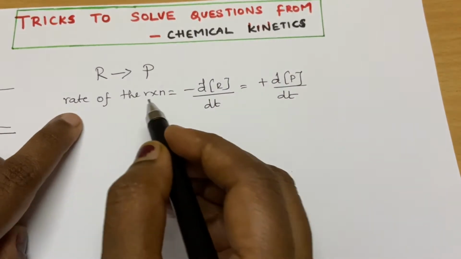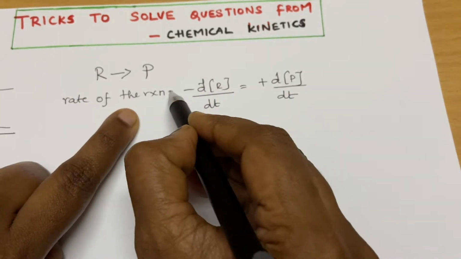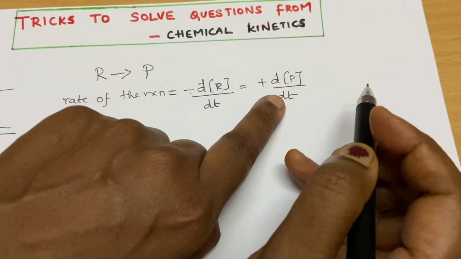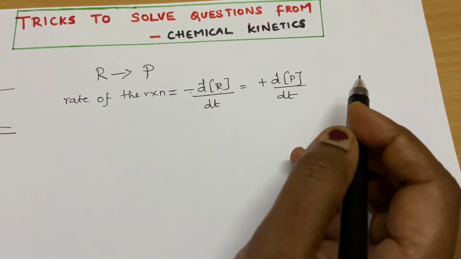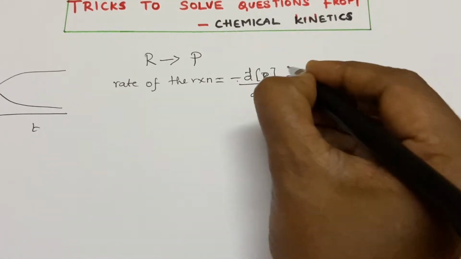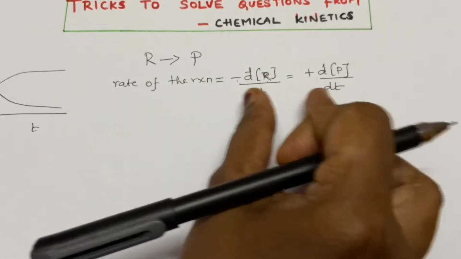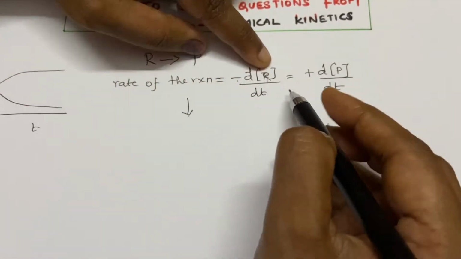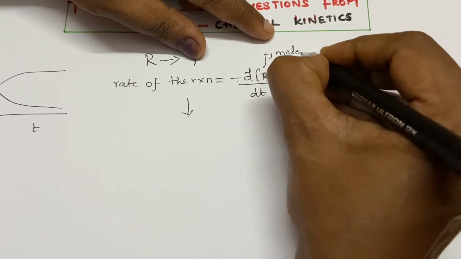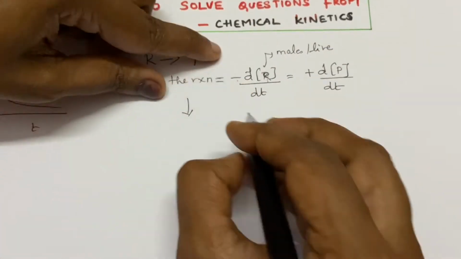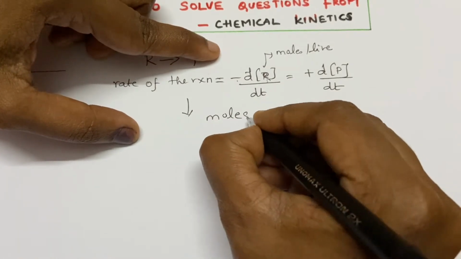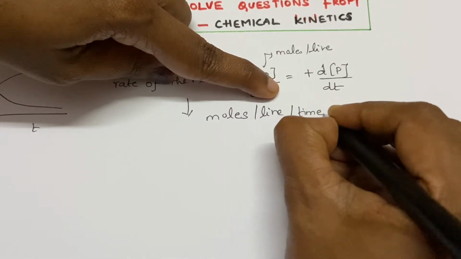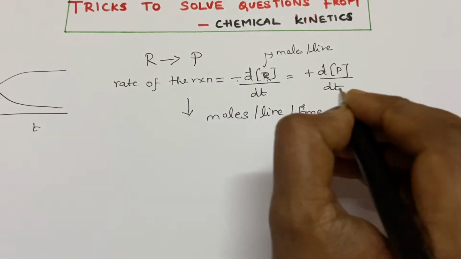See, the rate of the reaction is always a positive quantity. This negative sign represents that the concentration is decreasing. It is a reactant, so it is decreasing, and the product is increasing, and nothing else to do with this. So this is the rate of the reaction. Either you can measure in this way or in this way. So what will be the unit of rate of the reaction, students? Since it deals with the concentration, the concentration is what? Moles per liter. And with respect to time, so the unit of the rate of the reaction is moles per liter per time. The time can be seconds, or hours, or minutes.